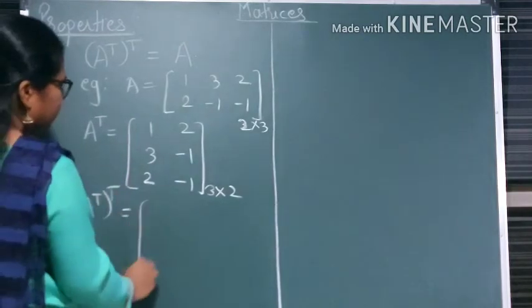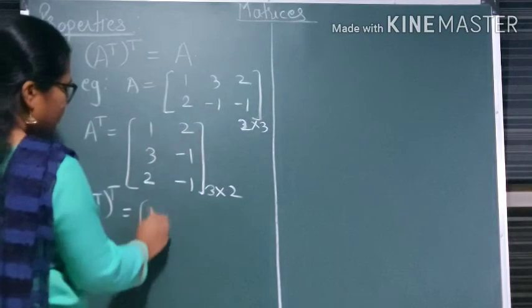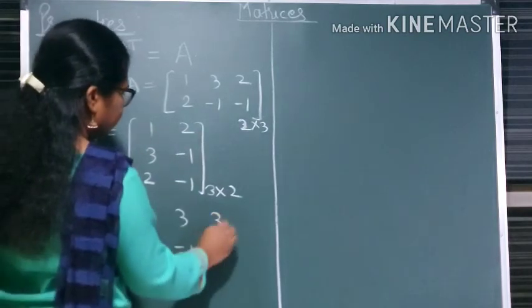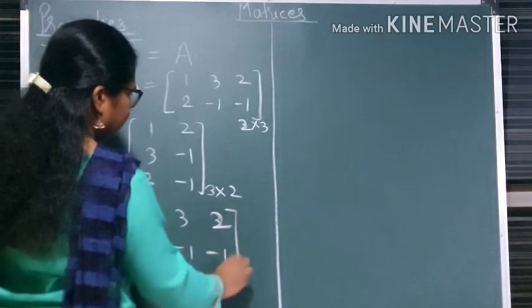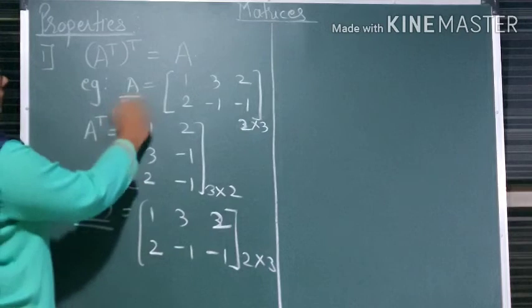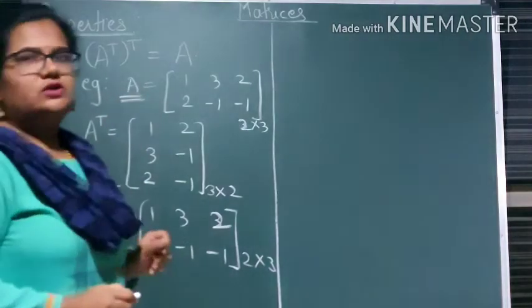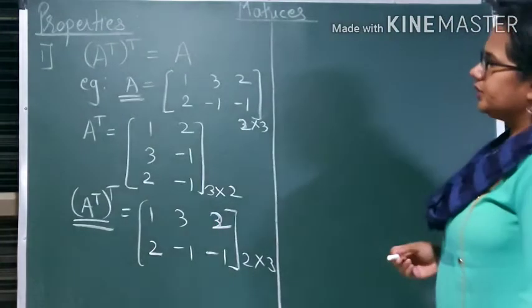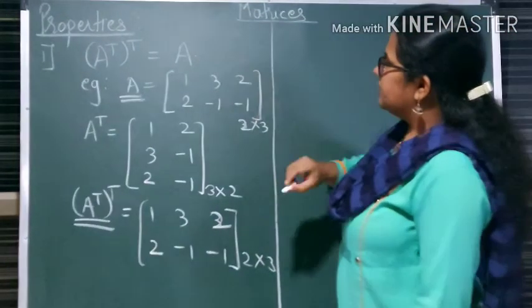So what will it become now? This row will become a column, that is 1, 2. This row will become the second column. And this row will become the third column. So 2 by 3. So you can see A transpose of transpose is equal to A. So this is your first property. If you take transpose two times, you are going to get the original matrix A. Okay.